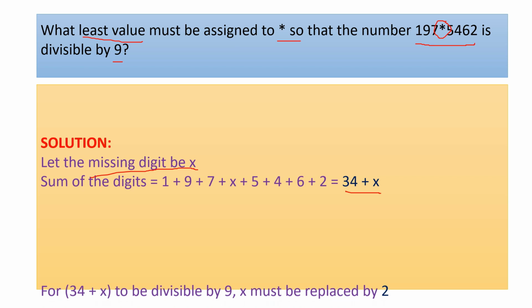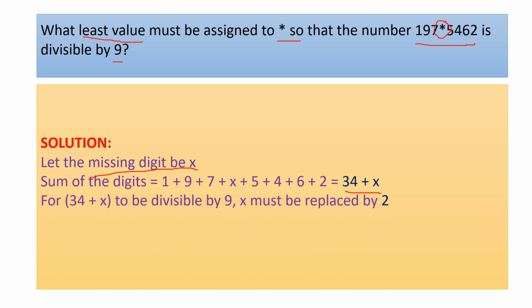First we can try assigning some values to the missing digit x. If we assign 0, then we get 34. 34 is not divisible by 9. Therefore 0 is not the correct answer. Now we assign 1. If we assign 1, we get 35. 35 is also not divisible by 9. Therefore, the given numeral will not be divisible by 9.